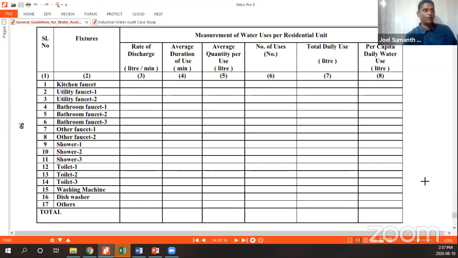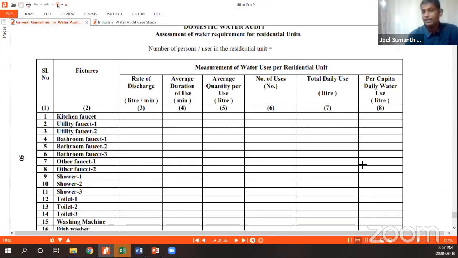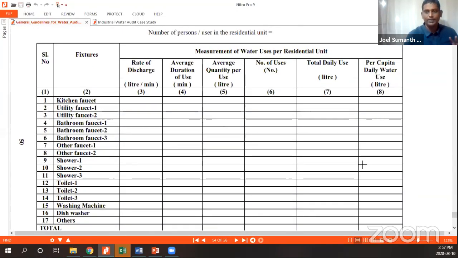So this is a format that has been prescribed, and there are several formats, but this is very simple, and it can be used from one household, and it can be used for townships. We have used this format for institutions. We have used this format to do water audit for several institutions, both government and private.